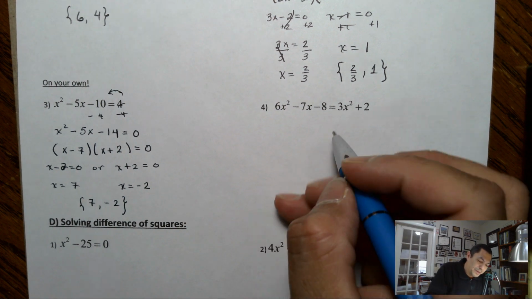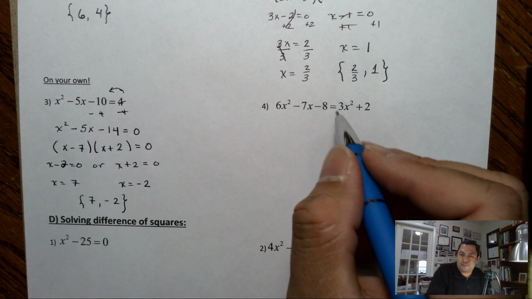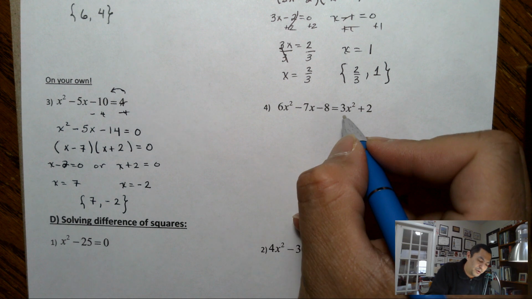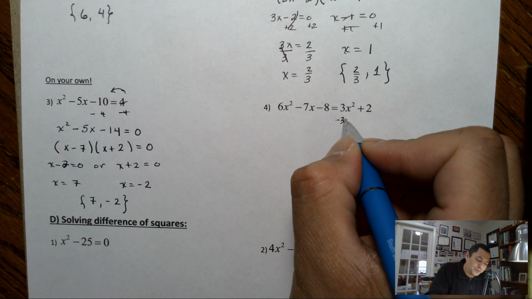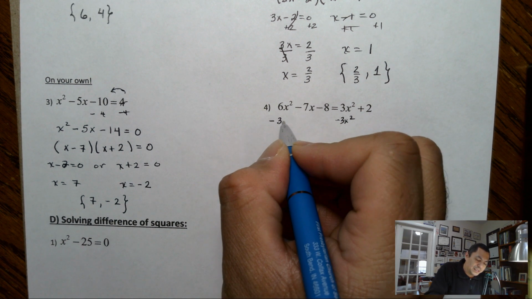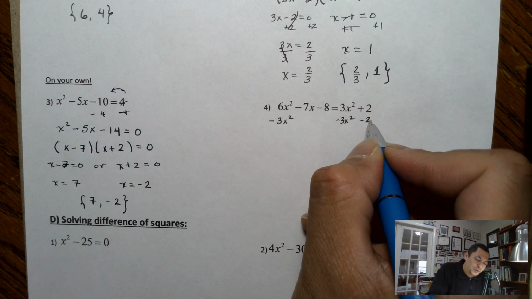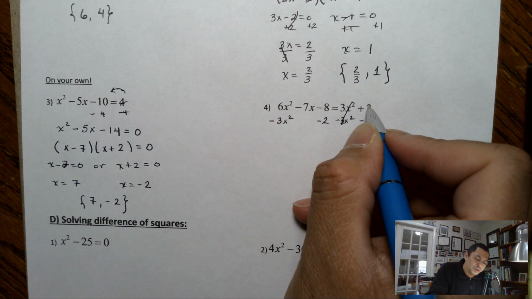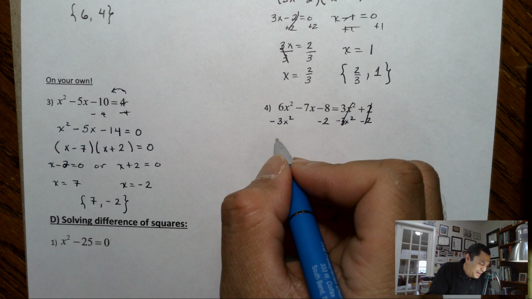Next problem. Remember, we need to make sure the right side is equal to 0. So all these are minus 3x squared, minus 3x squared, minus 2, minus 2. These two go away. 6 minus 3 is 3.